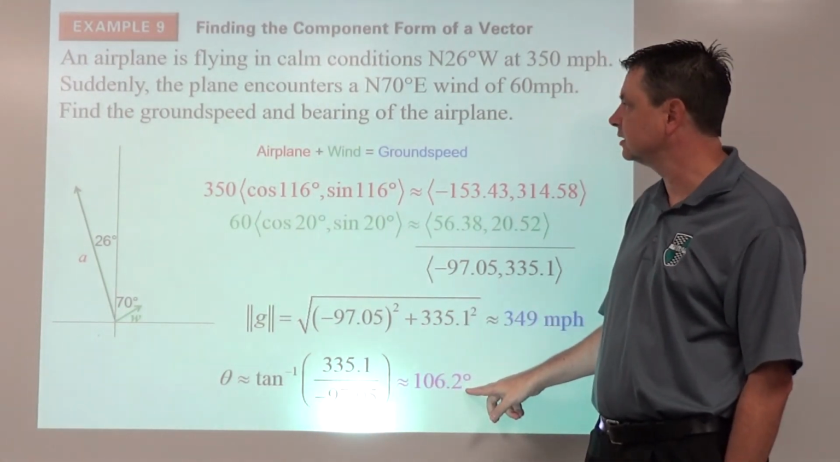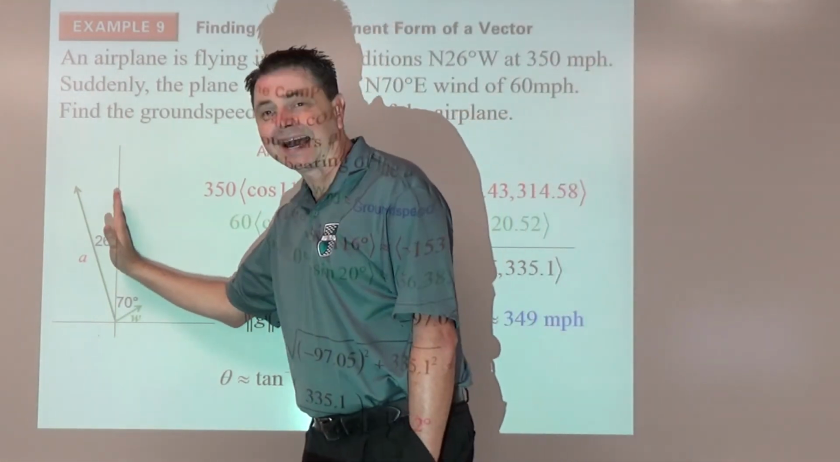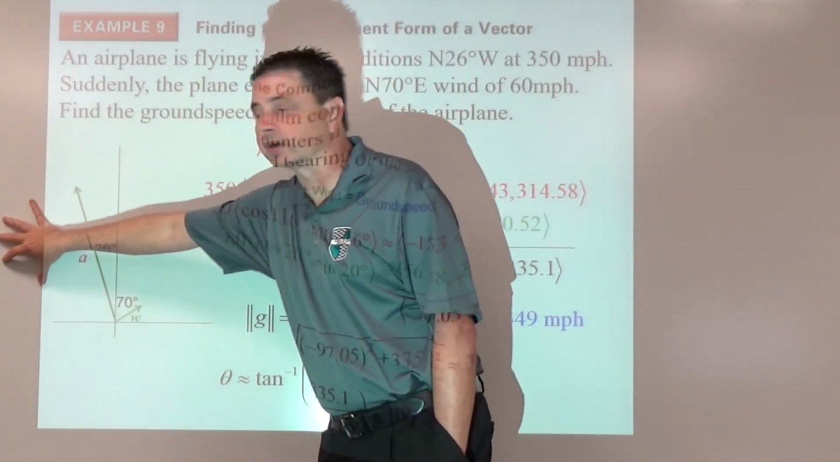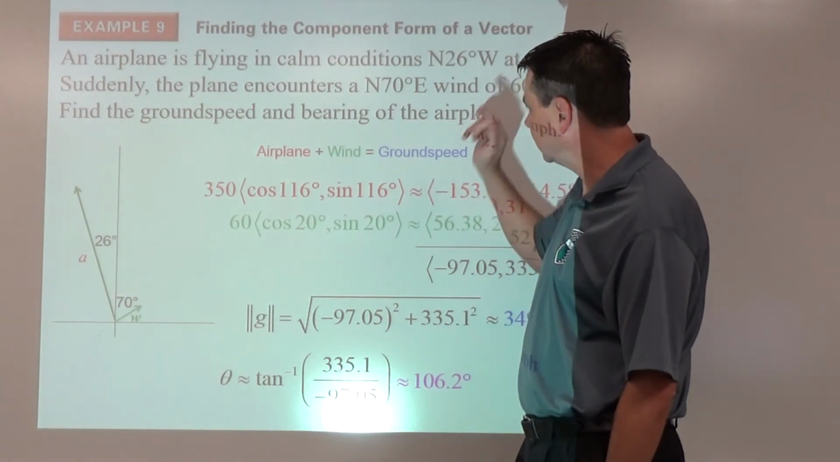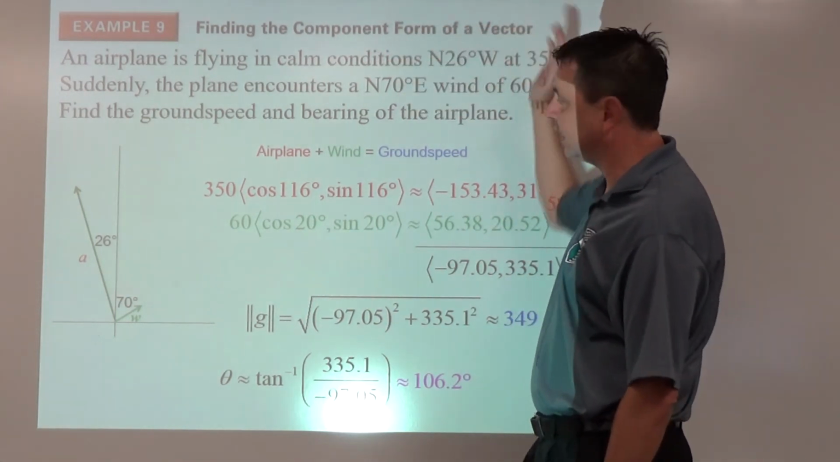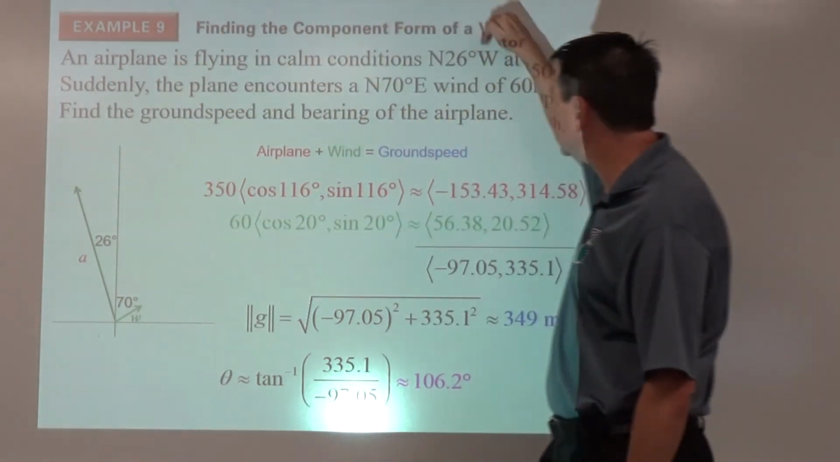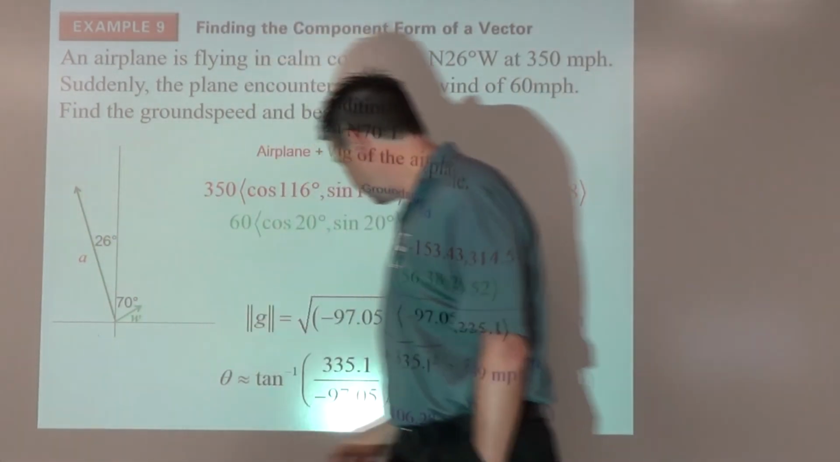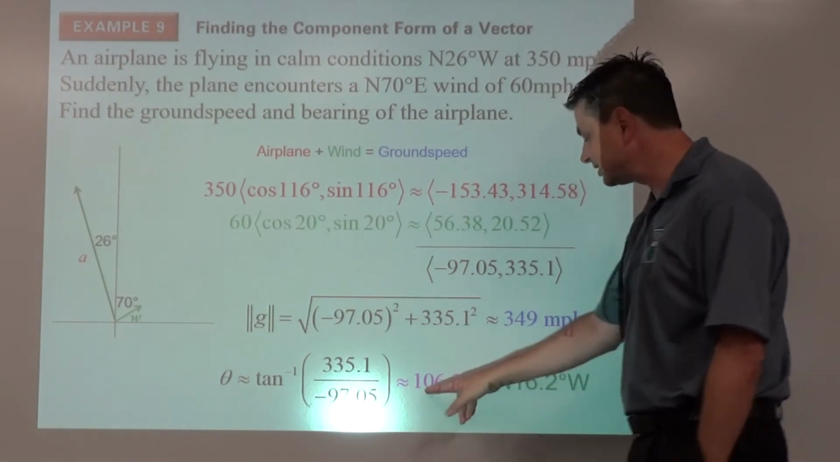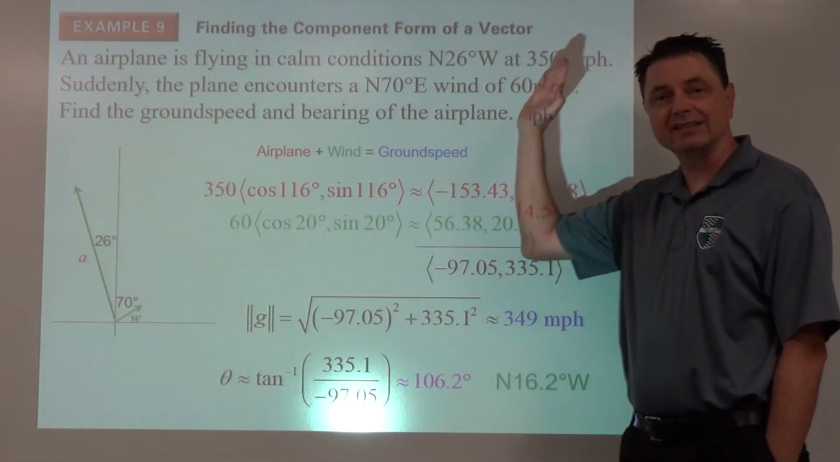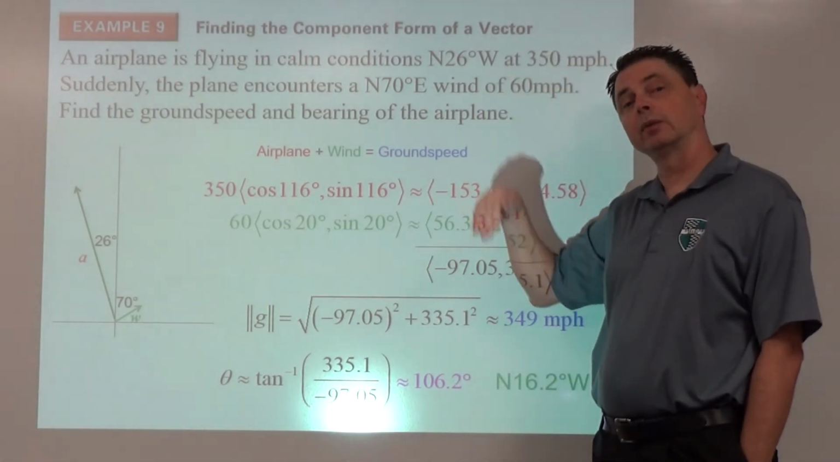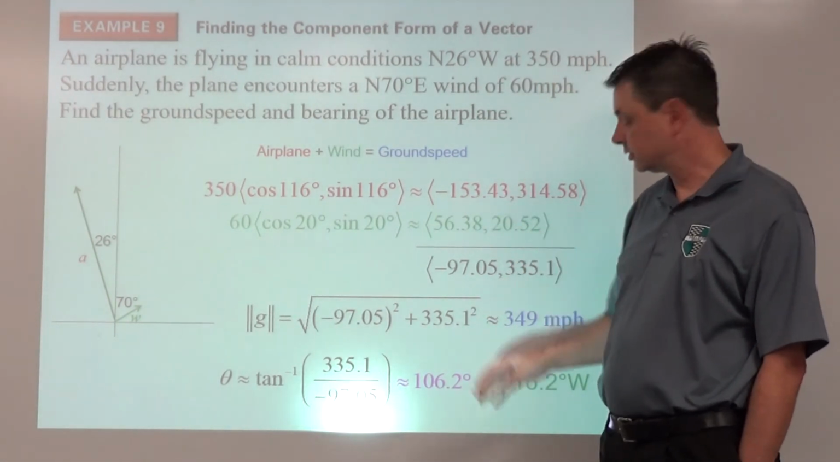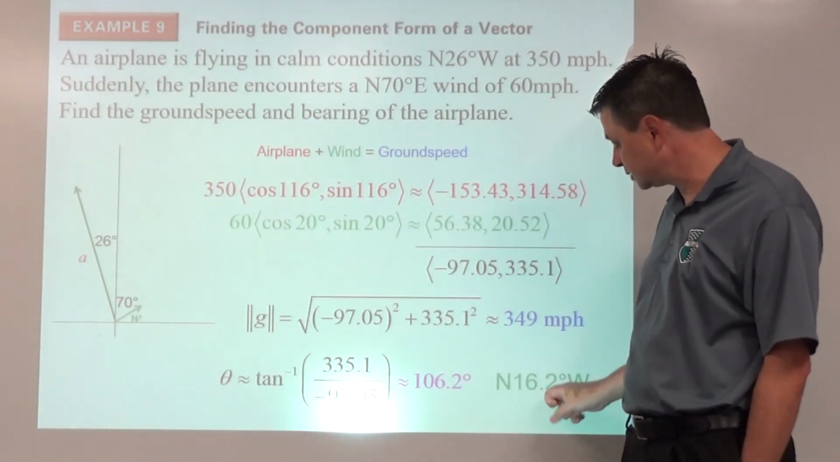106.2 degrees, so that's past 90, so we are definitely into quadrant 2, where we are going north, and since we're going to the left, we're going to go west. How far past 90, because that's our north line, is this? 16.2 degrees past 90. We always reference our bearings to north or south. So that's 16.2 degrees past the north line.